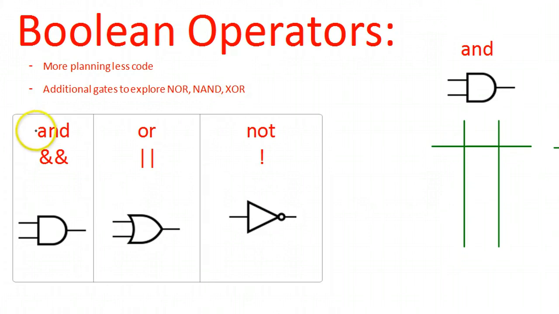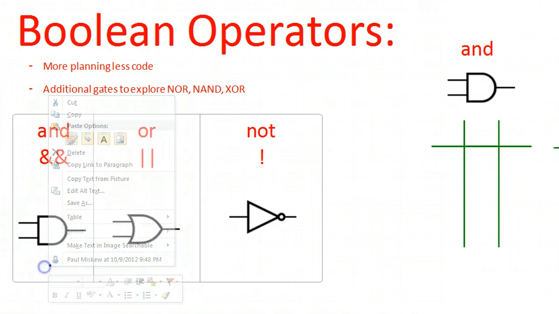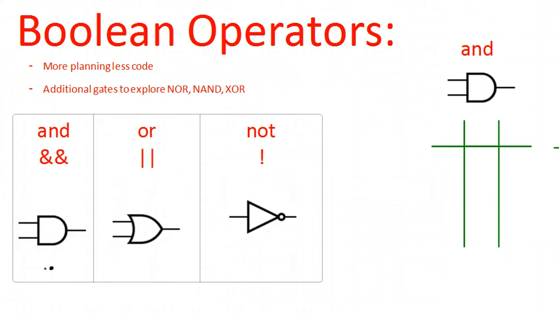So we have three types of gates that we're interested in, or Boolean operators, we could say. The first one is AND. In Java, we represent it with two ampersands, and symbolically, it looks like this. In Boolean algebra, the operator looks like that. The next one is OR, and it's represented with two vertical lines. The gate looks like this, and in Boolean algebra, it's represented with an addition symbol. The last Boolean operator is NOT. In Java, we represent it with an exclamation mark, and the gate looks like this.